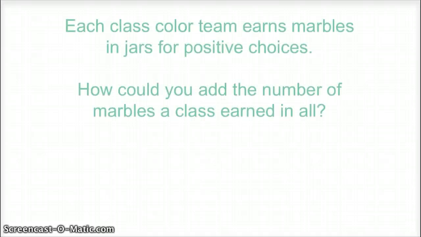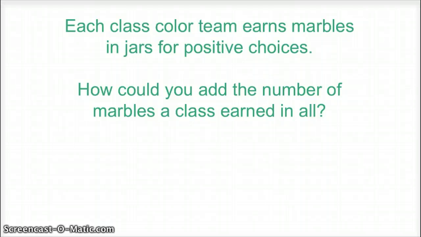For this sample lesson, I used the second grade Common Core State Standards Math Content 2.NBT.B.6, which is add up to 4 two-digit numbers using strategies based on place value and properties of operations.